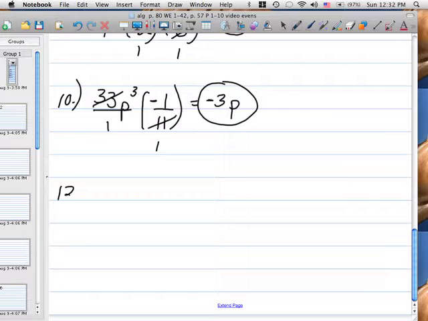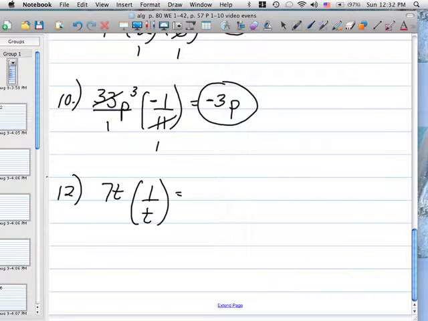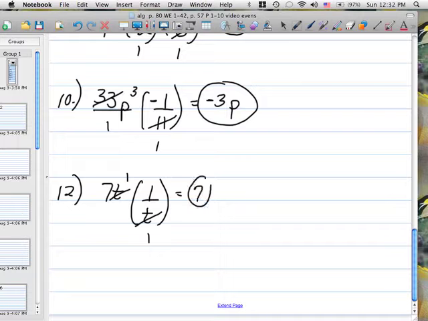Number 12, 7t times 1/t. And they keep telling you t does not equal 0, because we can't divide by 0, and that's why they do that on those problems. We can cancel out. t goes into t once, and t into t once, and our answer is 7.